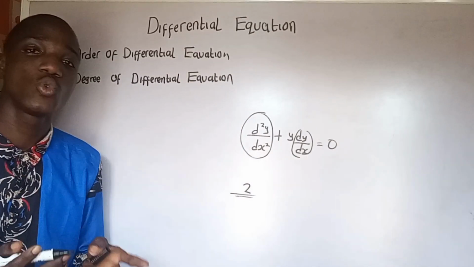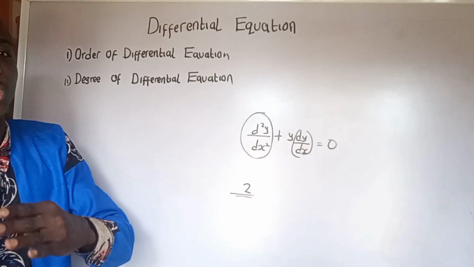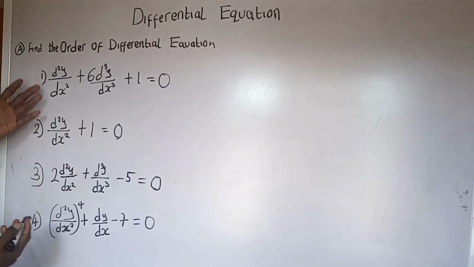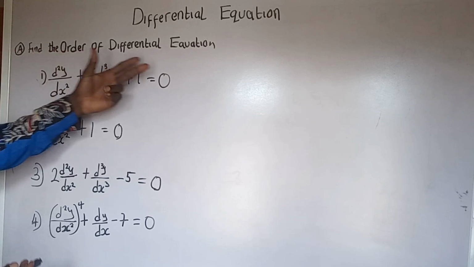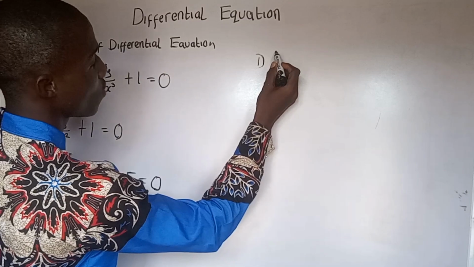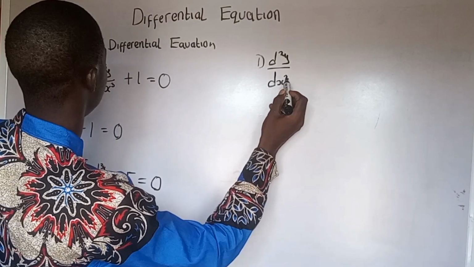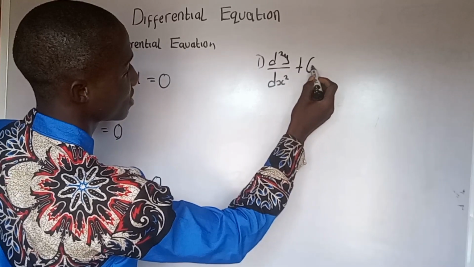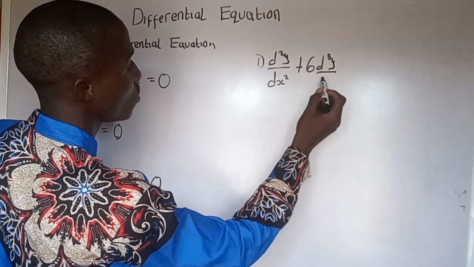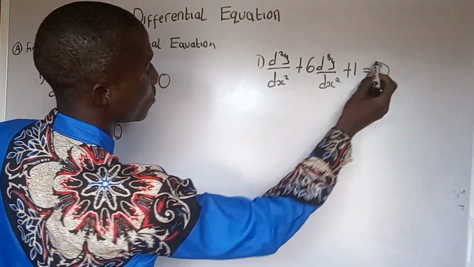Now, I'm going to be giving you numerous examples on this so that you'll be able to differentiate between the order of an equation and the degree of a differential equation. Find the order of the differential equation for question 1. Let's start with question 1. d²y/dx² + 6 d³y/dx³ + 1 = 0.